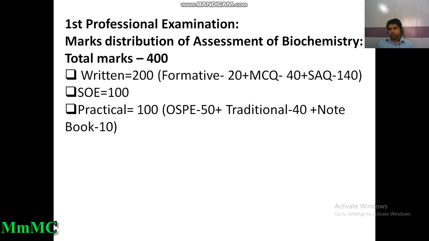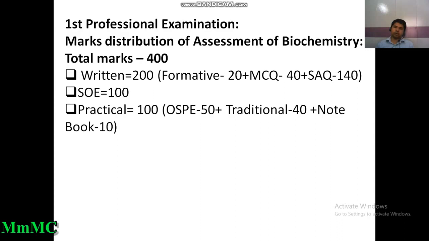Short notes about protein. That short notes are denaturation, peptide bond, isoelectric reaction, isoelectric pH, heat coagulation test, quaternary structure of the protein or structure of the protein, amino acid and ninhydrin reaction.